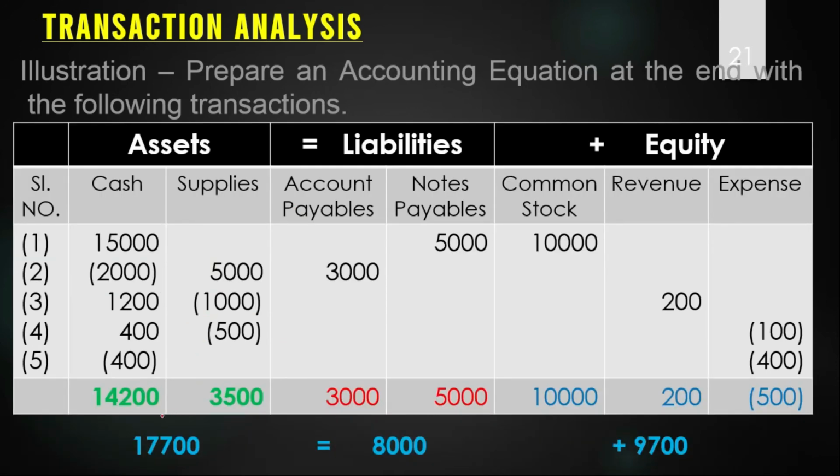Yeah, total of assets becomes 17,700, total of liabilities becomes 8,000, total of equity becomes 9,700 by making all the three. Okay, so if you check 8,000 plus 9,700, this is equal to 17,700. It means we have done everything correctly.